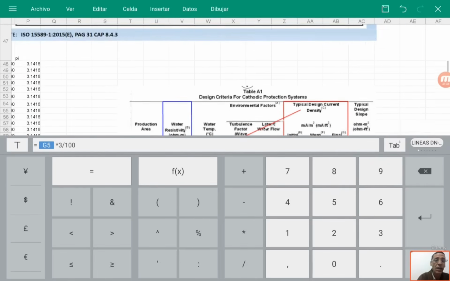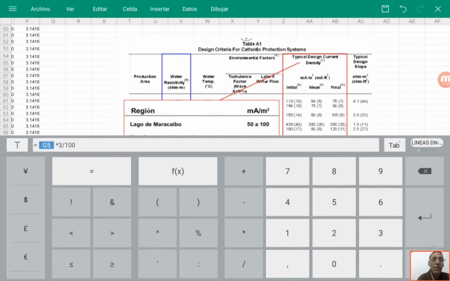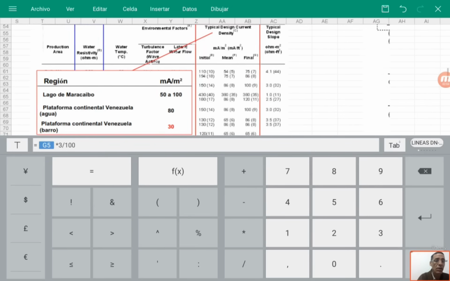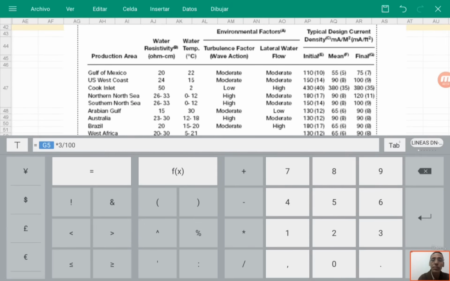Take a look at this table over here. This is a table of criteria for cathodic protection systems based on the environment. In Venezuela, for example, in Lake Maracaibo, you should select between 50 to 100 milliamps. Take a look at this other table for the Gulf of Mexico. In the Gulf of Mexico, you can see that 110 milliamps are required initially, 55 as an average value, and the final value stabilizes at 75 milliamps.